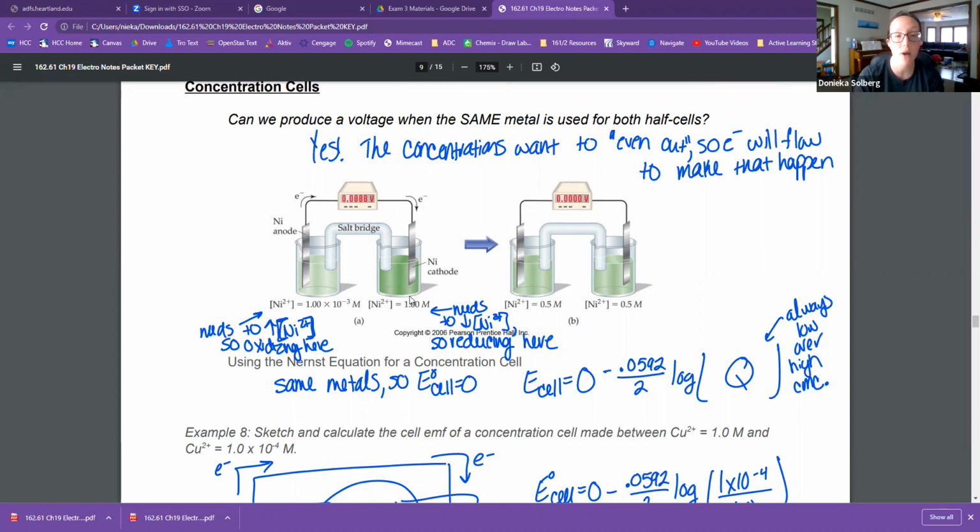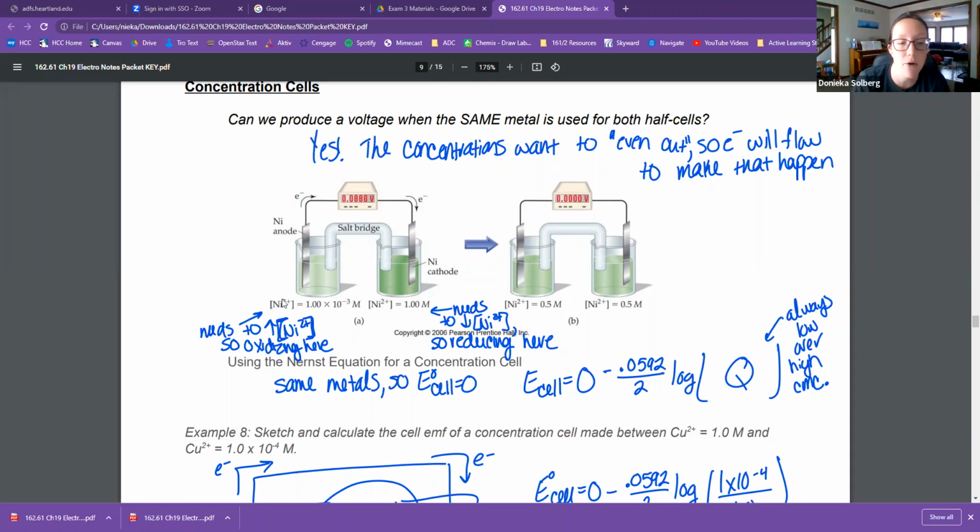So electrons are going to flow in a way that makes this concentration, or molarity, decrease, and this concentration, or molarity, increase. So essentially, this side needs to make more Ni2+, it needs to make more aqueous. And this side needs to get the aqueous to turn into solid. So one is being reduced and one is being oxidized.